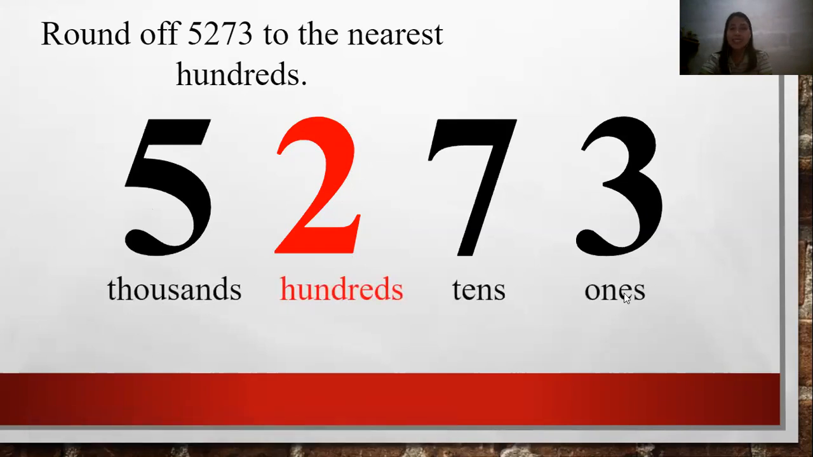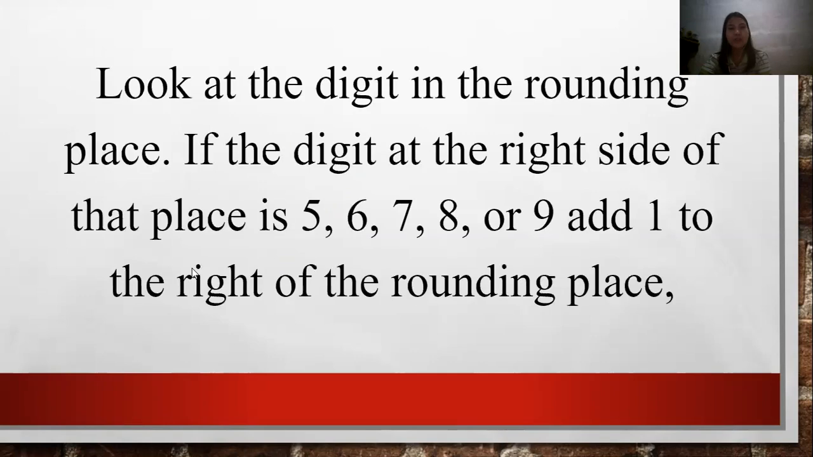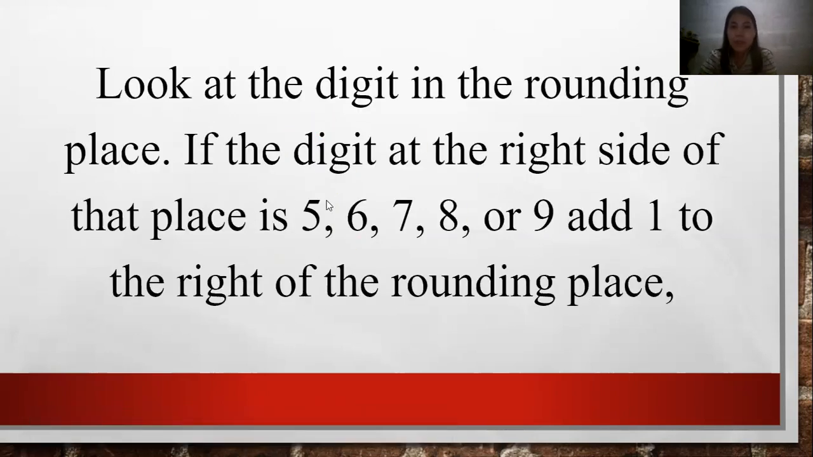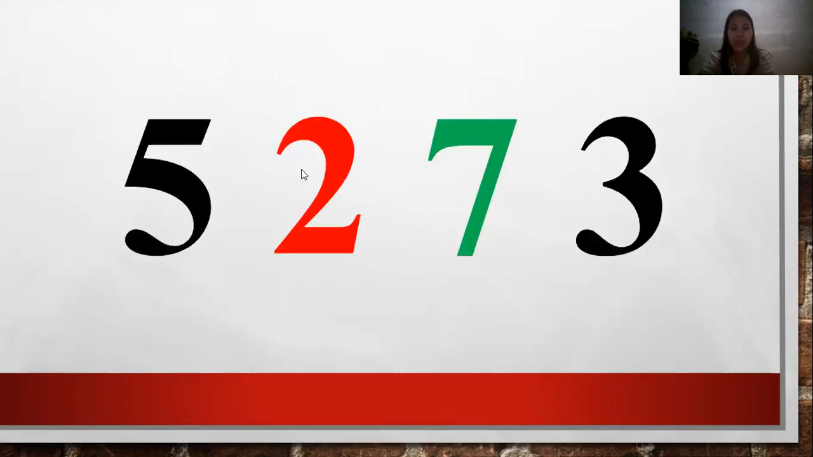Thousands, ones, 3 is in the place value of ones. 7 is in a place value of tens, 2 is in a place value of hundreds, and 5 is in a place value of thousands. Look at the digit in the rounding place. If the digit at the right side of the place is 5, 6, 7, 8, 9, add 1 to the digit in the rounding place. Okay, sabi po, tingnan natin yung right. So, ang number 2 ang i-round off po natin.